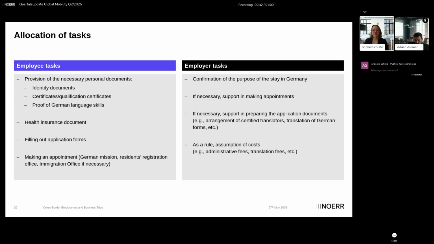And as a rule, in principle, it's common that the employer also covers the costs for the needed work visa or Schengen visa, which in principle is not that much usually. So it's normal that the employer covers these costs.